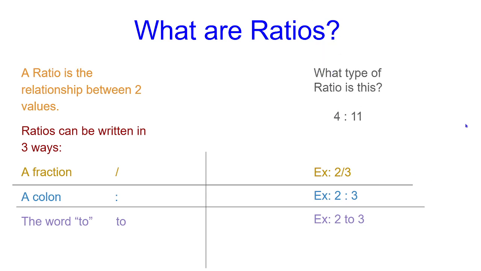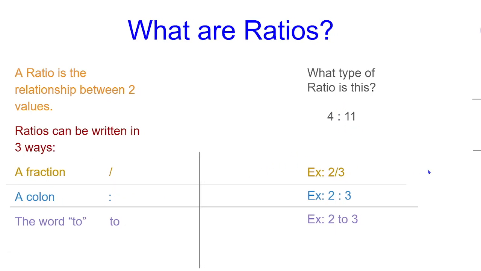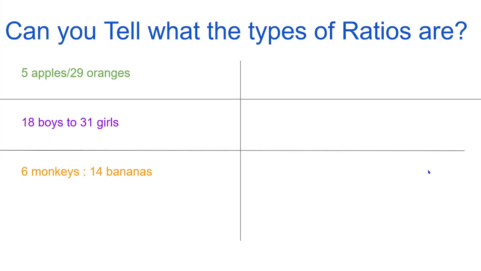Now, for example, what type of ratio is this? I'll let you think for a little bit. Well, since it involves the two dots, that is a colon. And just to get a little used to it, what type of ratios are these?